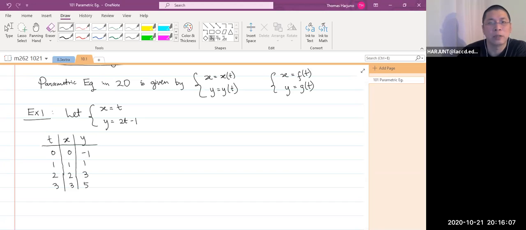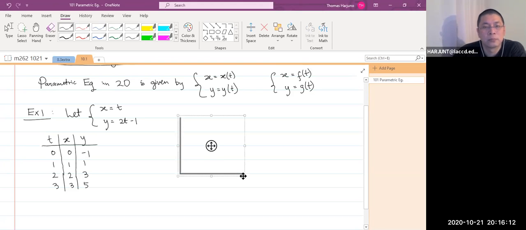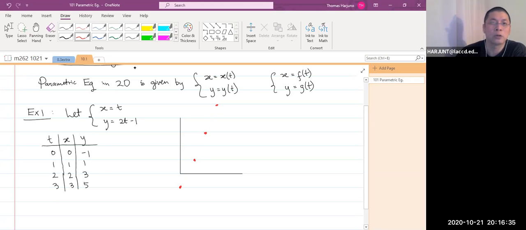Okay, now let me sketch the graph. When t is 0, x is 0, y is -1. When t is 1, x is 1, y is 1. And so on and so forth. Oh, it looks like a line, huh?